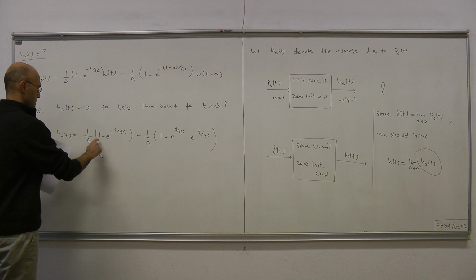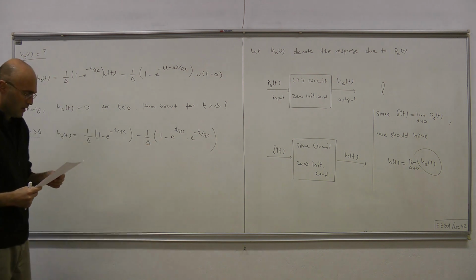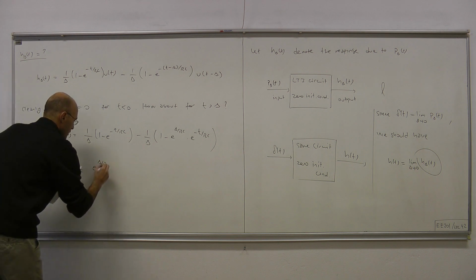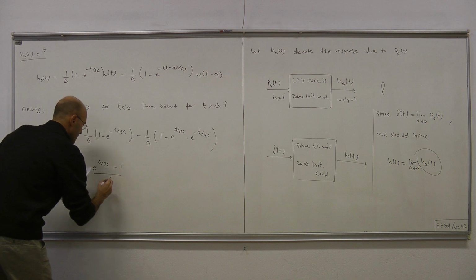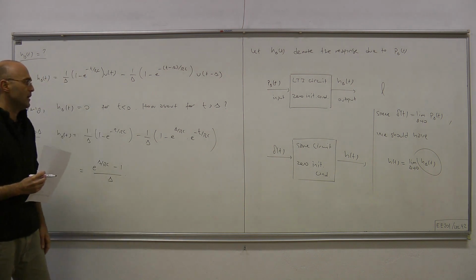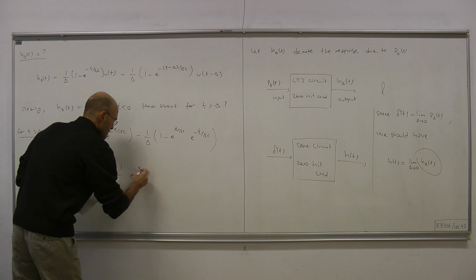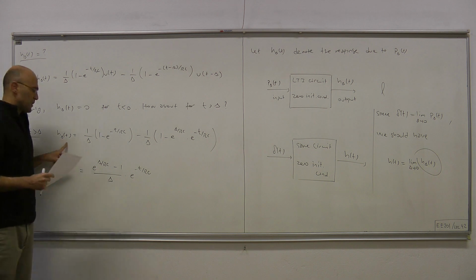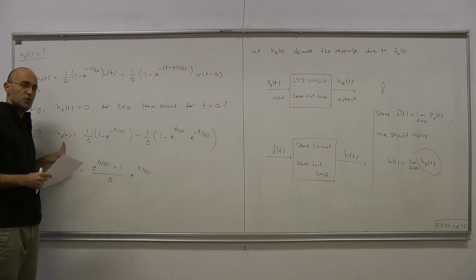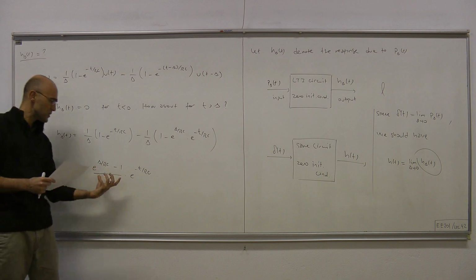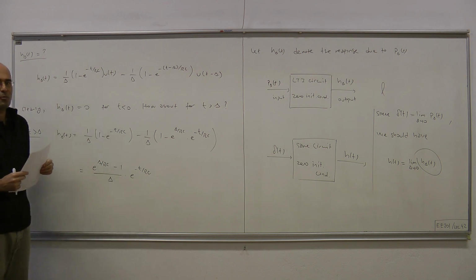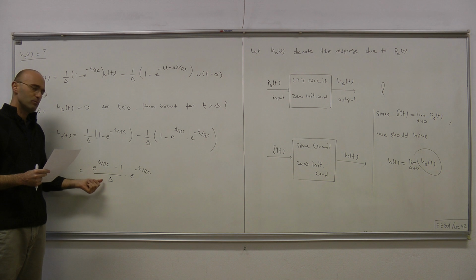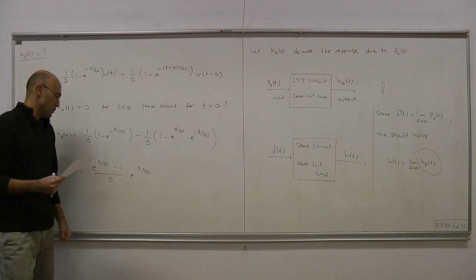Now, this one and this one, they will cancel. And what we have is e to the delta over RC minus 1, over delta, multiplied by e to the minus t over RC. That's the expression for the pulse response in terms of delta. And now from this expression, we will attempt to obtain h of t by simply making delta go to 0.